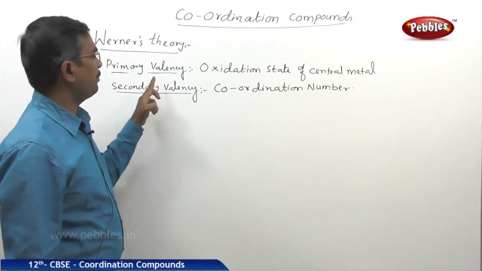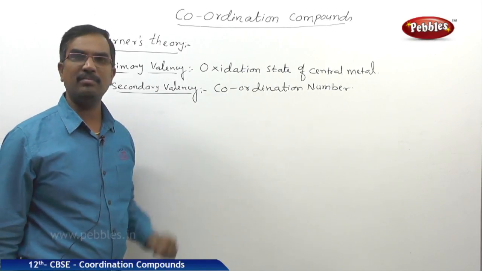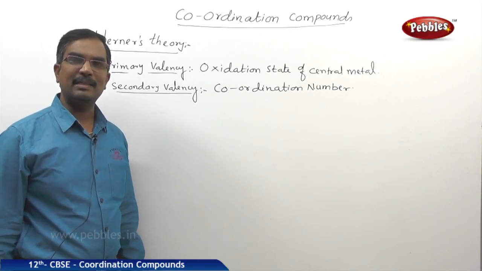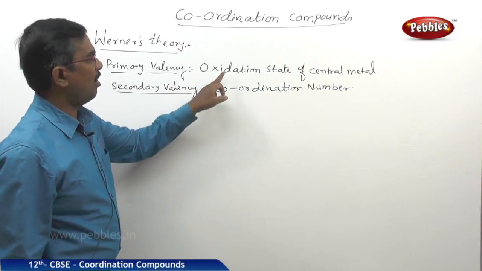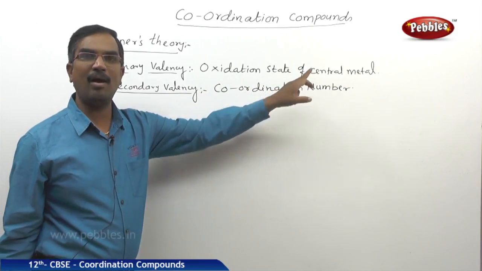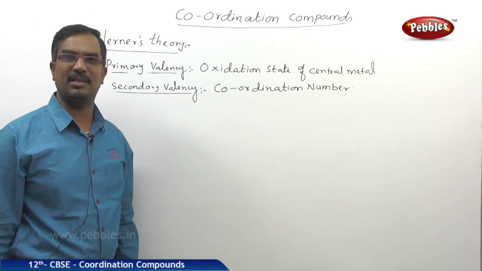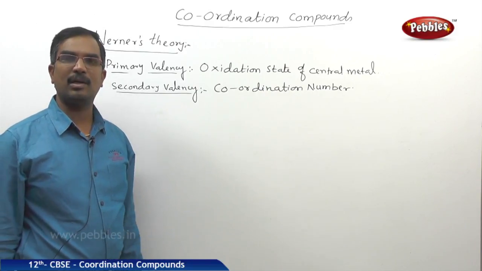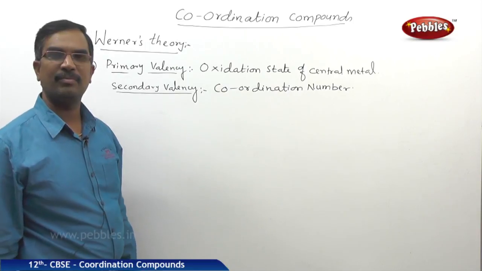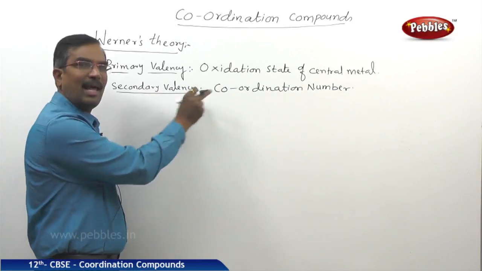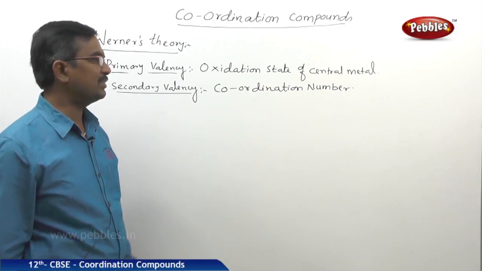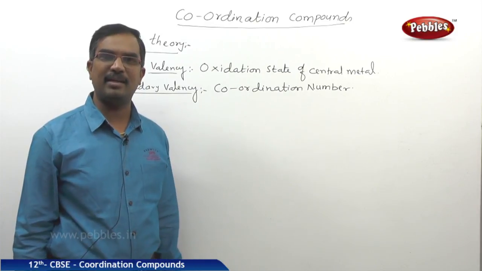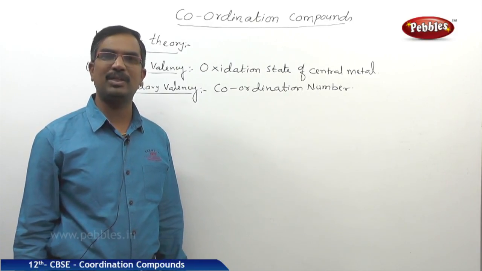Here we are saying the primary valency is the oxidation state of the central atom. Generally this primary valency will be satisfied or neutralized by the anions, because the metal always shows a positive oxidation state, so that the resultant complex will be neutral. But the secondary valency can be satisfied by the ligands. We already discussed that a ligand can be a positive ligand, a negative ligand, or a neutral ligand.